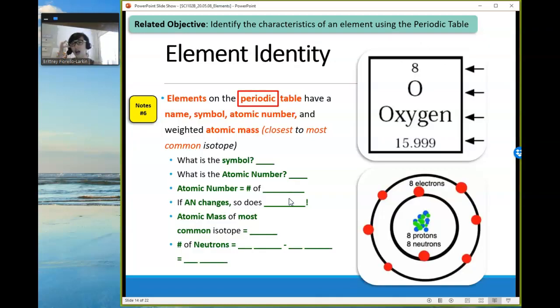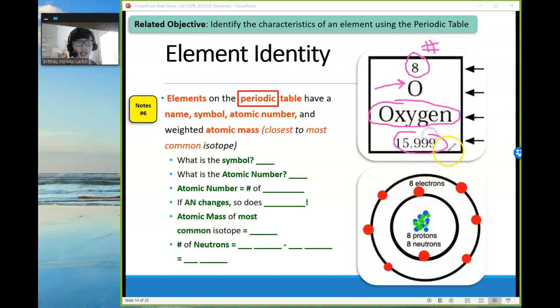Moving on. All right, so elements on the periodic table have a name, a symbol, an atomic number, and a weighted atomic mass, which is closest to the mass of the most common isotope. So taking a look over here, you can see the name right here. This one, for example, is oxygen. That one's pretty easy to figure out. The symbol is going to be the letters that represent it. It's usually 1 or 2 letters, so O for oxygen. The atomic number is the one at the top. And at the bottom, you can see the atomic mass.